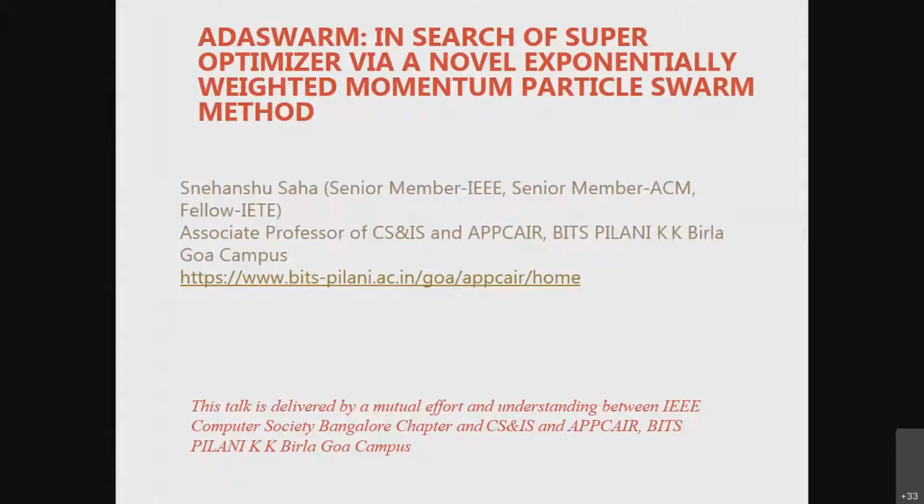So the talk is a joint one. Some talks in this series are a collaborative effort between the IEEE Computer Society Bangalore chapter and the Center for Artificial Intelligence at Pittsburgh.